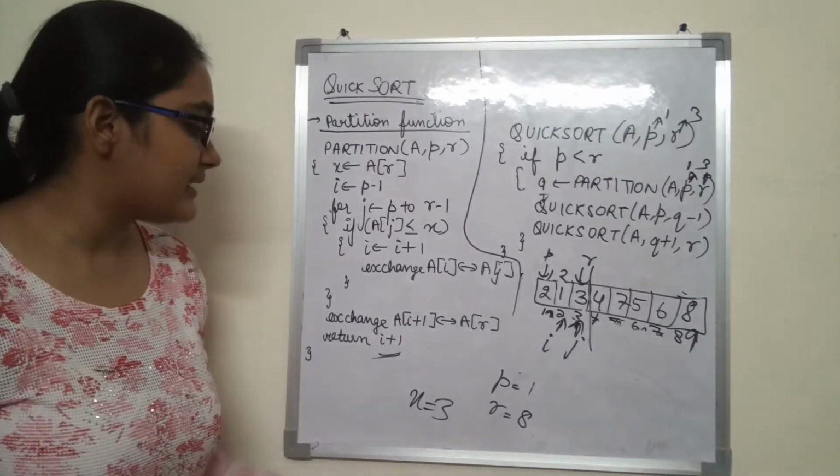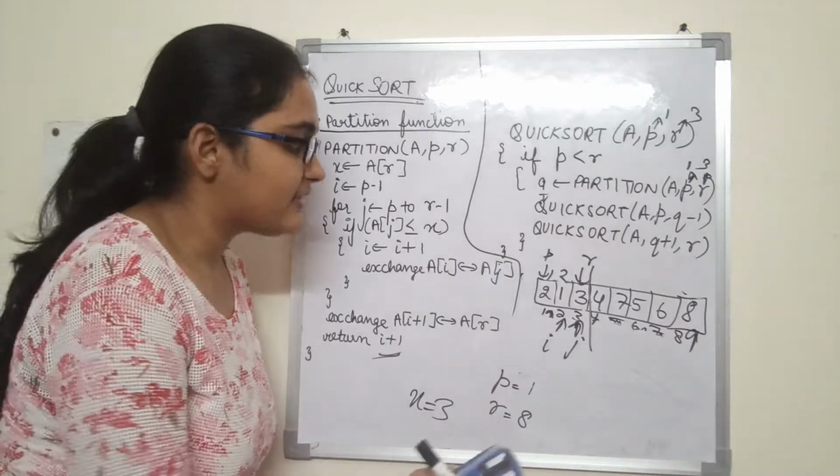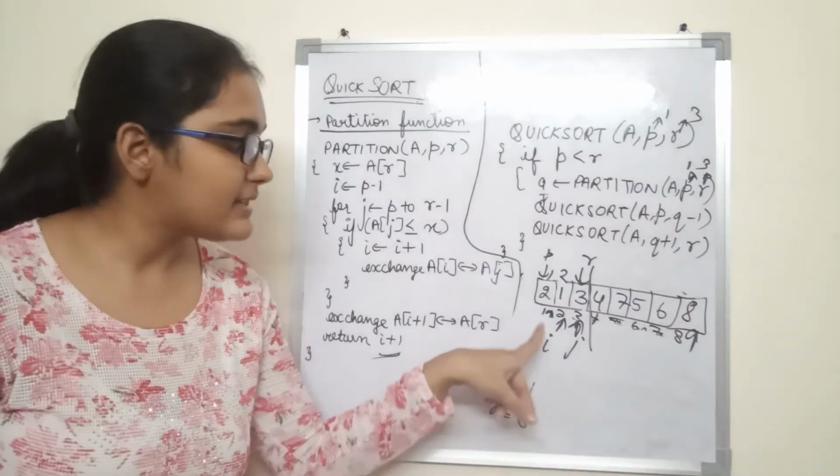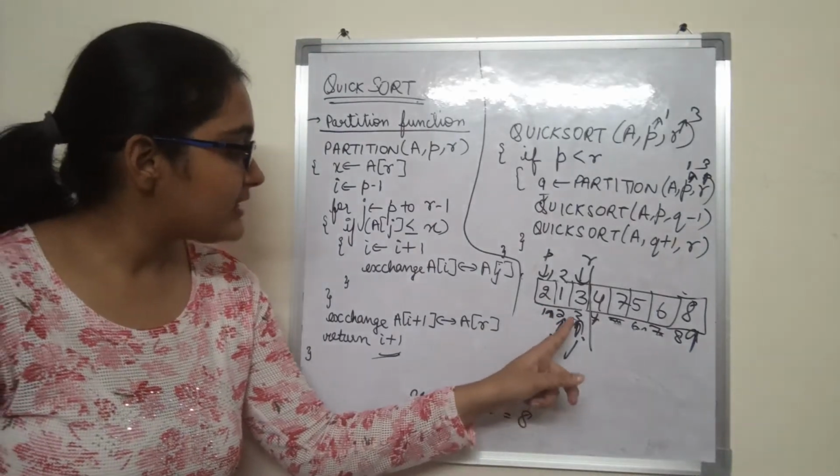So now what happens is exchange A of I plus 1 with A of R. Now what is I plus 1? I plus 1 is equal to 3. Why? Because I is equal to 2. So I plus 1 is 3. Exchange A of I plus 1 with A of R.